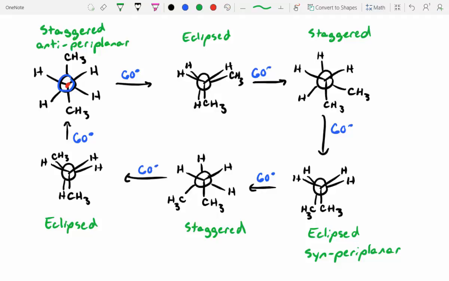Which one do you think is going to be most stable? Do you think it will be 1, 2, 3, 4, 5, or 6? 1. Why do you think 1 is going to be most stable? Yeah, the methyl groups are furthest away in 1, and we know that molecules that have big electron clouds want those electron clouds to be far apart from one another. So this will be our most stable.